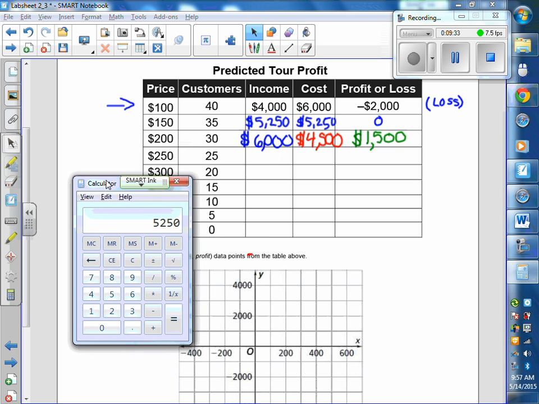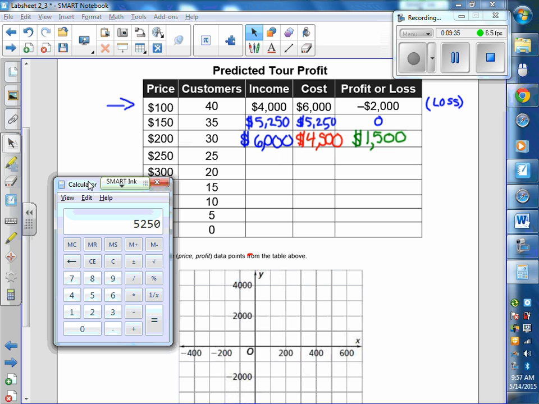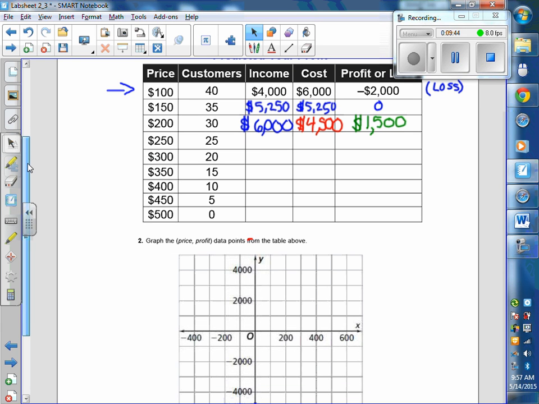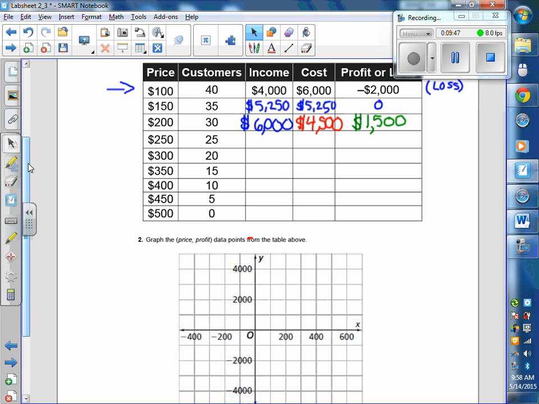Okay, and then this third one we just did. Your job is to complete the table. Once you've completed the table, you have to plot the points on the front of this blue worksheet. Your worksheet's blue. So, when I look at this, it says price and profit. This is price, and this is profit. So, if the price of the trip is $100, I don't really have a profit. We call it a negative profit, which means we really lost money.